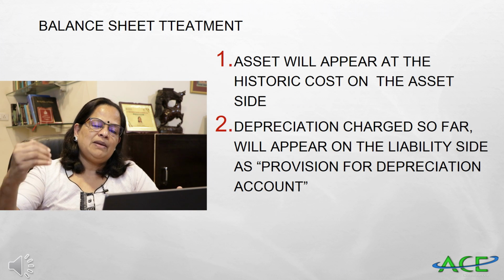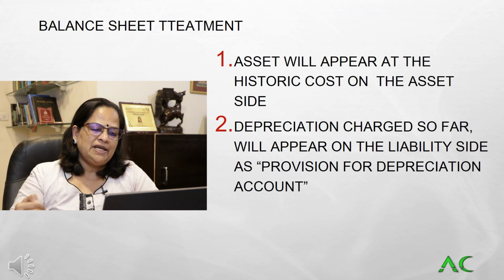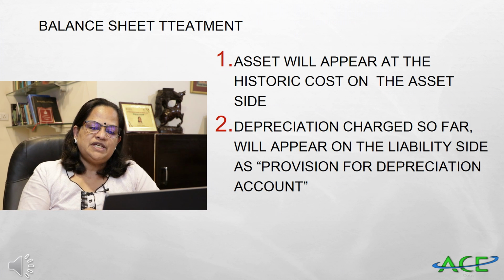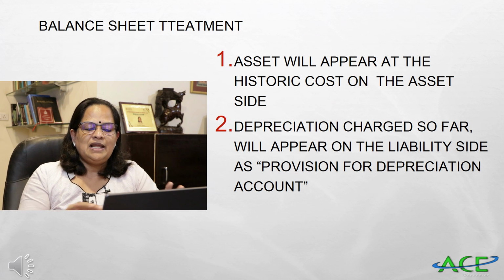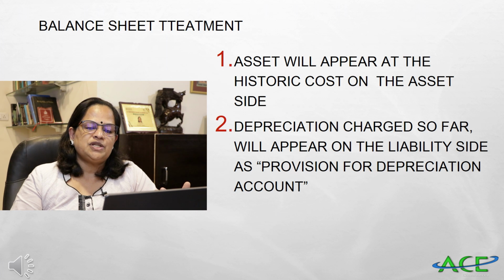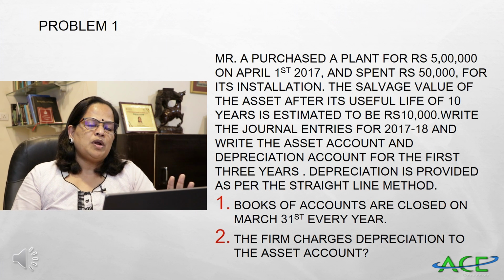One is, the asset will appear at the original cost on the asset side, and whatever depreciation we have provided will appear on the liability side, in the provision for depreciation account. Now two problems we are doing.